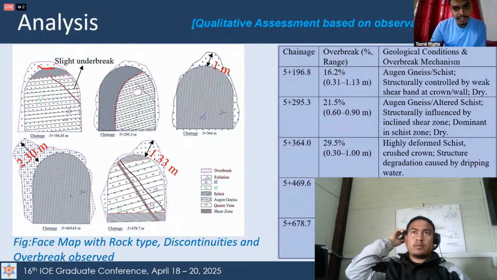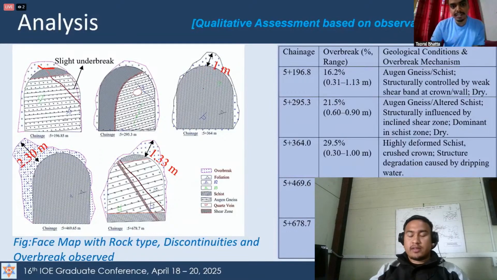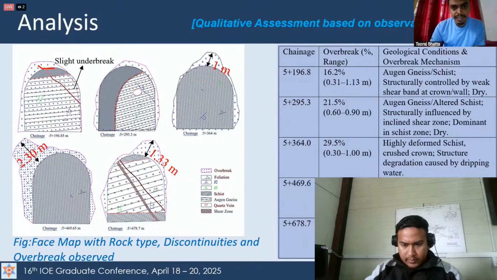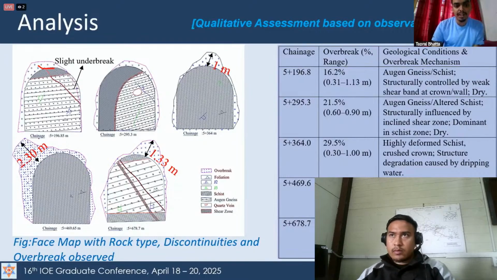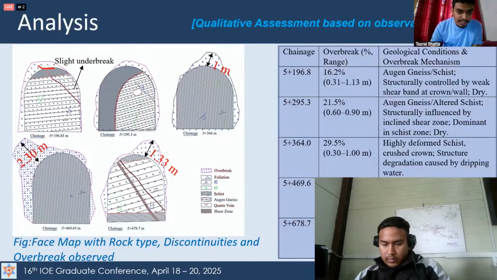Similarly, in another chainage, if we look at this, there is the presence of schist. Schist and gneiss are the two dominant rocks found in this project. So mainly, in the area where the schist is found, the overbreak is higher. Similarly, in one of the chainages, due to the dripping water condition also, overbreak has been caused. If we look at the fourth chainage, there is presence of a high degree of shear zones. So this has caused the overbreak.